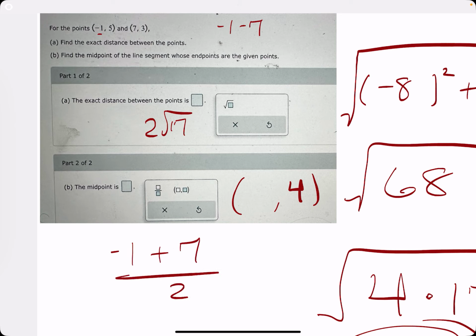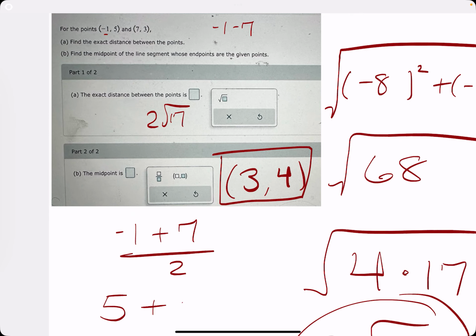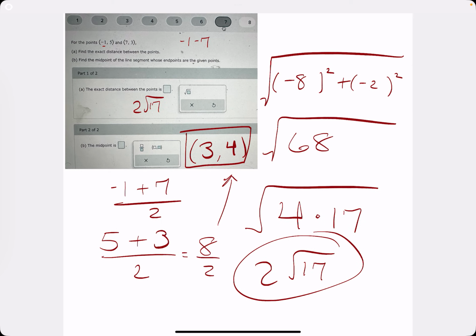Negative 1 plus 7 is 6. Over 2 is 3. So the midpoint is 3. As a reminder, you can do that same averaging method for x's or y's. So 5 plus 3 over 2. 8 over 2 is the 4, okay? That was number 7.